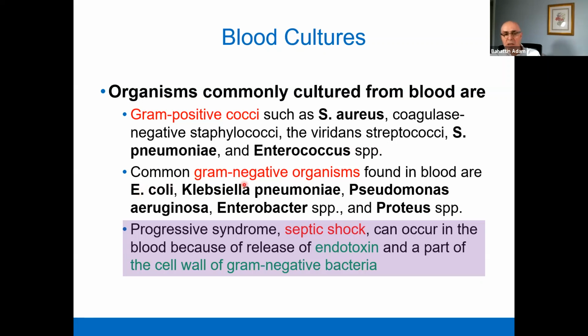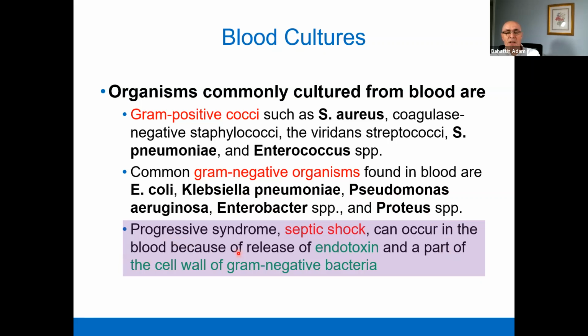The most common gram-negative organisms that we can find in the blood are E. coli, Klebsiella pneumoniae, Pseudomonas aeruginosa, Enterobacter, and Proteus. Proteus we mostly see in neonates, newborn babies. However, Klebsiella pneumoniae, Pseudomonas aeruginosa and Enterobacter are seen in older patients.